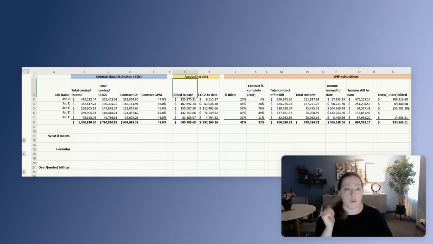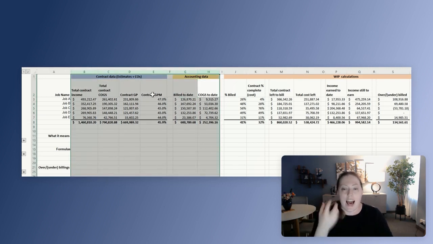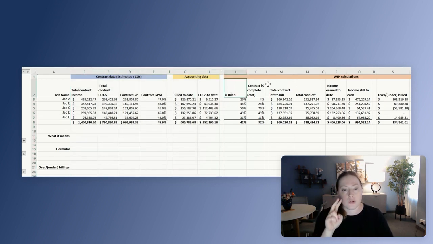And the third part of the work in progress report is where all the magic calculations happen, where you get all this information on how the job is actually doing, because this is good data, but it doesn't really tell you how the job is truly doing, right? So you will need two things. How much have you actually billed so far? And how much cost has come through yet in a percentage, which also means percentage of completion.